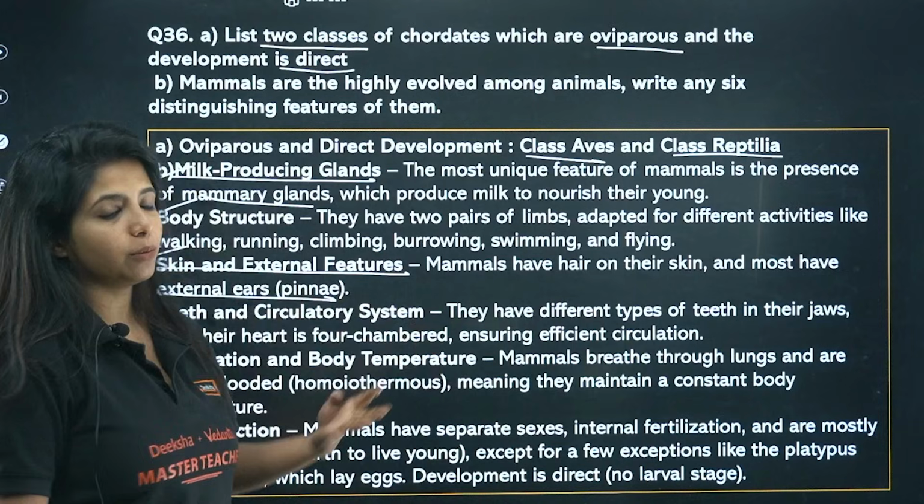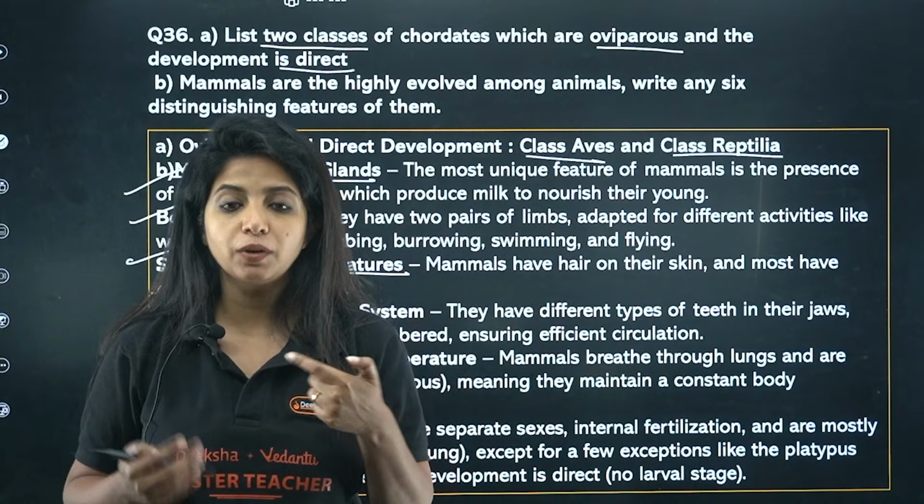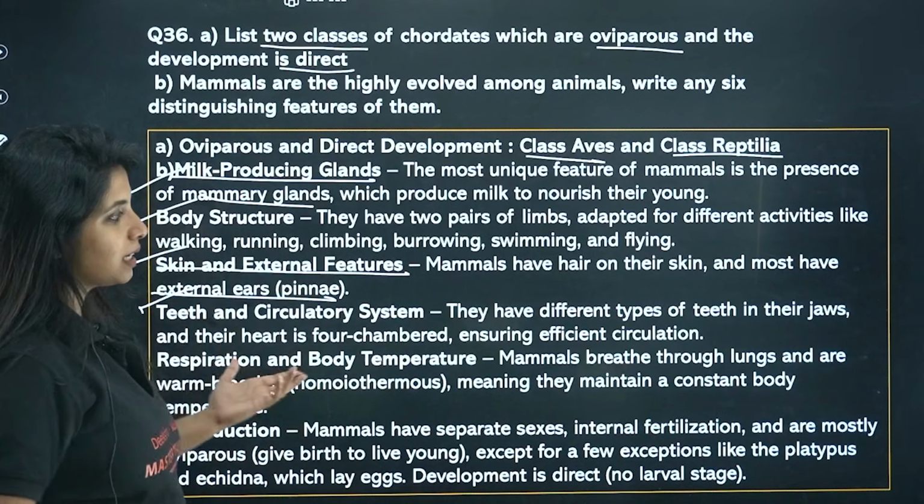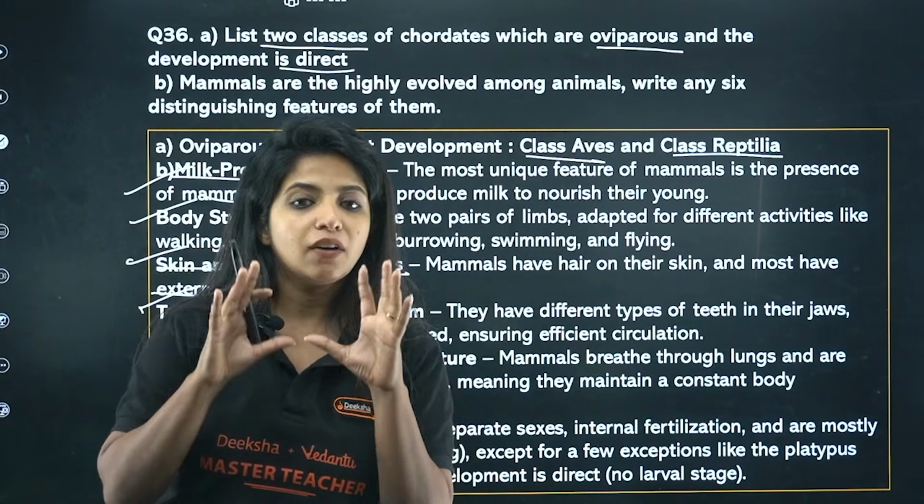And their heart is 4-chambered. Our heart, my dear children, is what? 4-chambered. We have 2 atria and 2 ventricles, and that's all. And why do we have it? To basically make sure that the circulation process is very efficient.